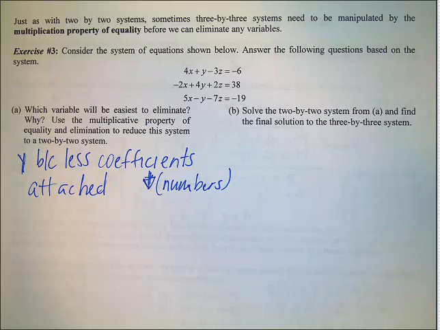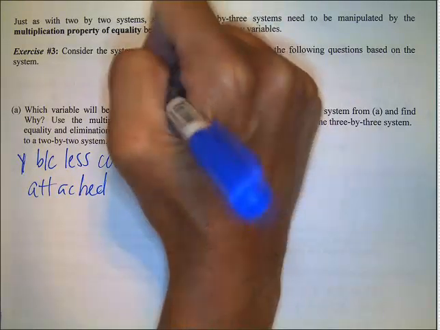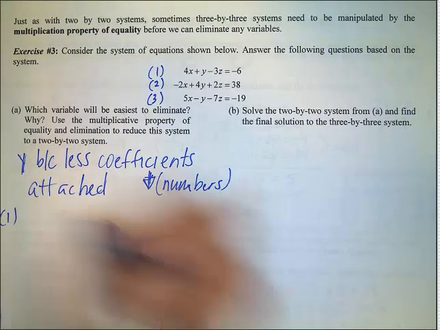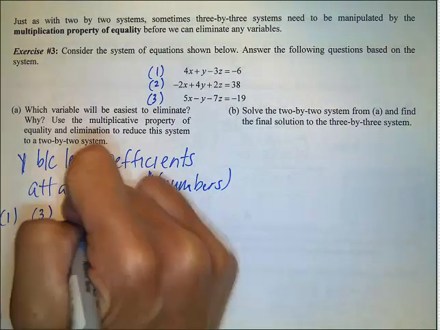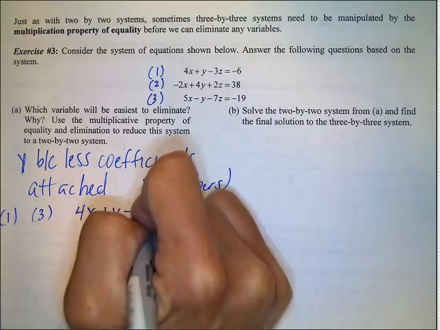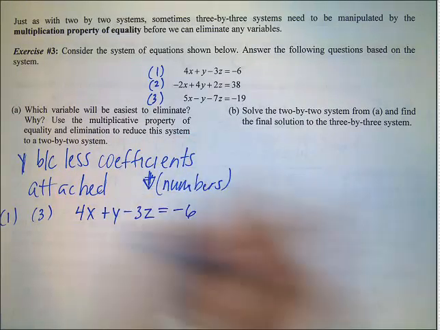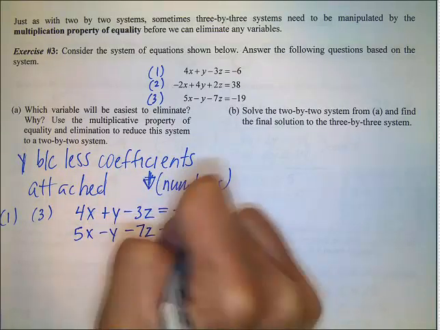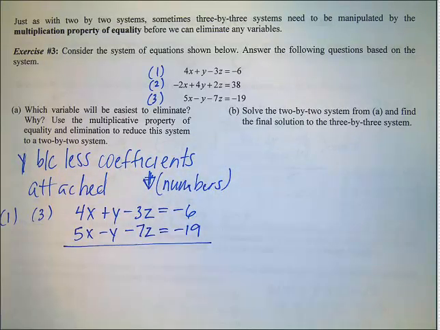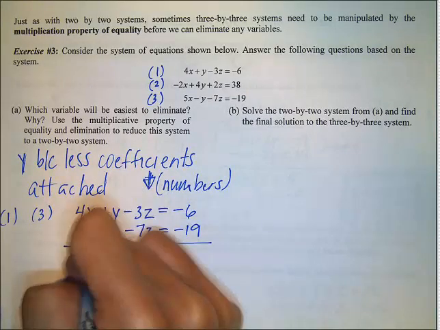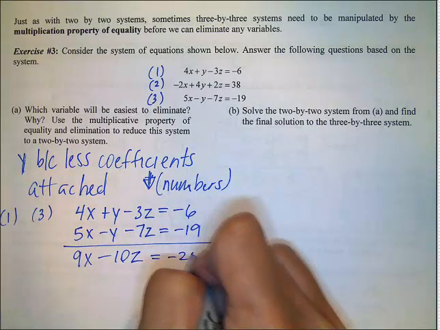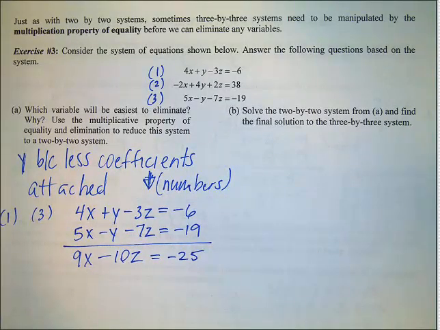So we're going to take, I'll call this one 1, 2, and 3. We're going to take 1 and 3. So 4x plus y minus 3z equals -6. 5x minus y minus 7z equals -19. Notice y's cancel, so 9x minus 10z equals -25. Okay, so now we have to use 2 more equations and get rid of y.